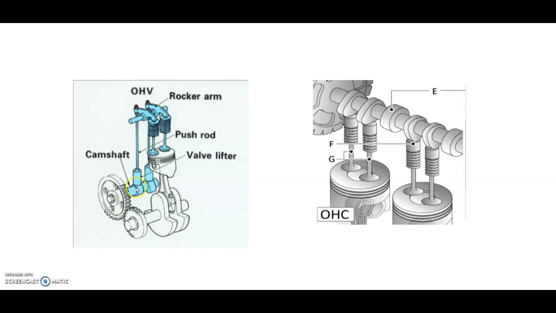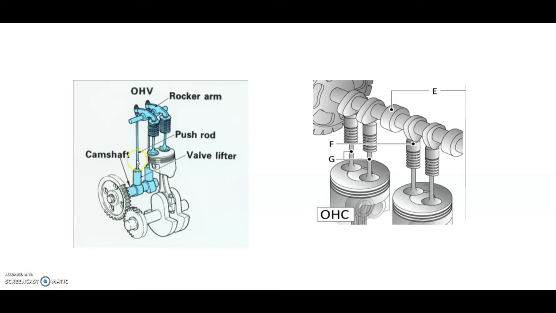So what we've got to do, on this older system, is transfer the movement that's caused by the camshaft lifting this valve lifter up and down, and we've got to transfer it up to the valve itself. So we need the valve lifter, or the cam follower it's sometimes called, which is resting on the top of the camshaft. So we have a point of contact here, and wherever there's contact between two components, there's going to be some friction.